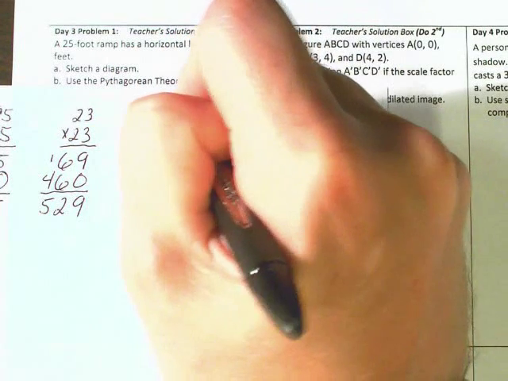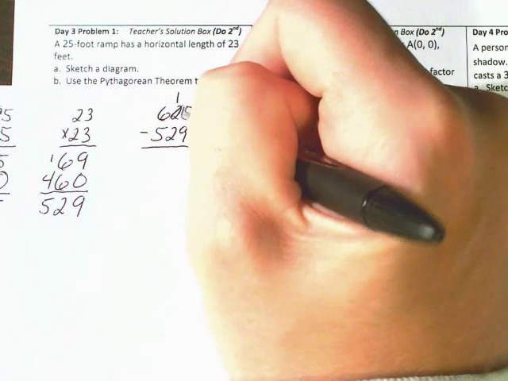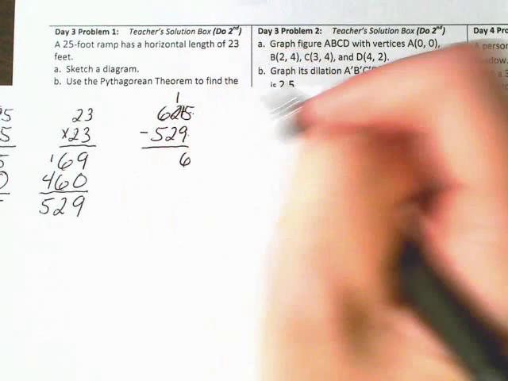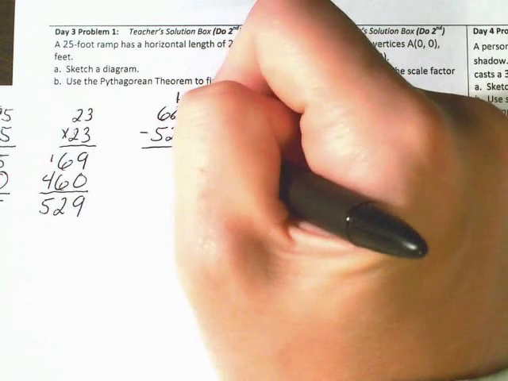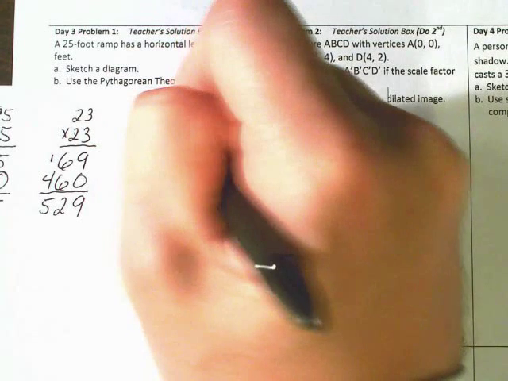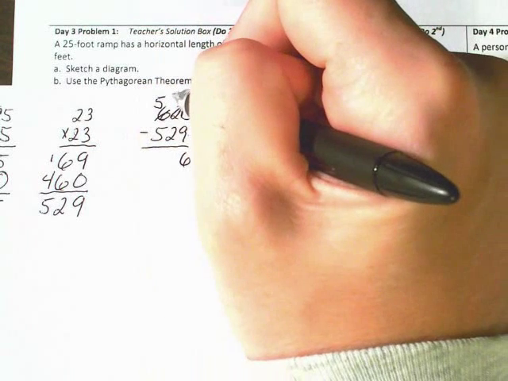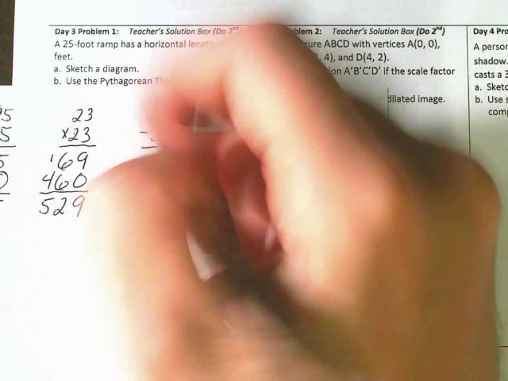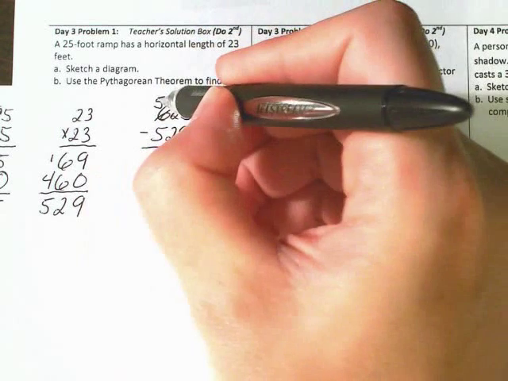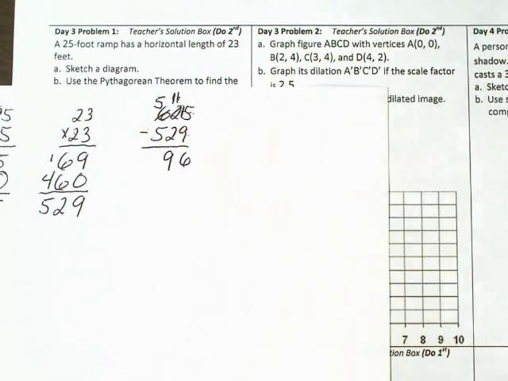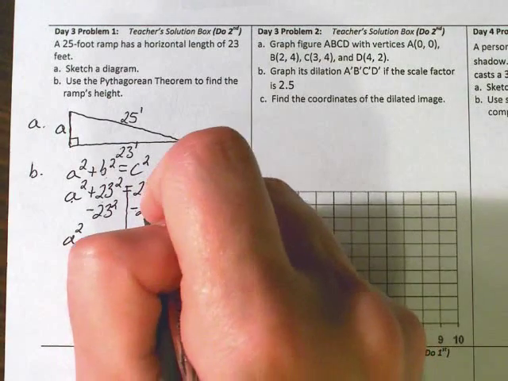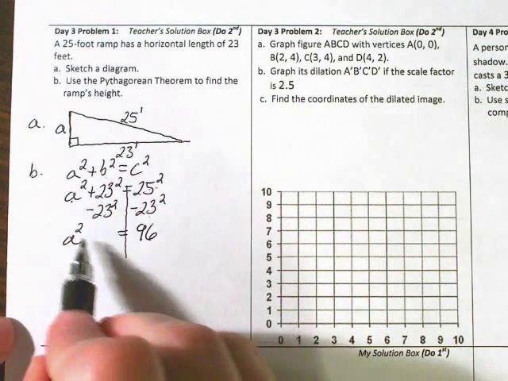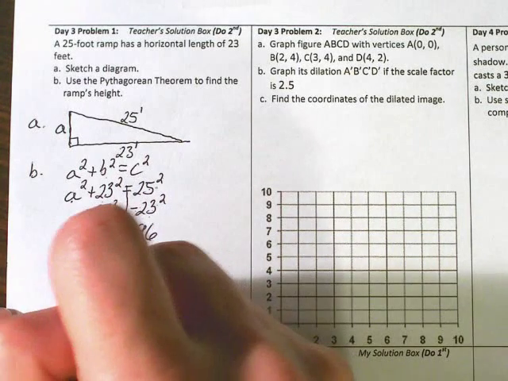Borrowing from the 2 creates 1, and the 1 that we borrowed can be brought over in front of the 5 to create 15. 15 subtract 9 is 6. Now 1 subtract 2 I can't do, so I'm going to borrow from 6, leaving 5, and the 1 that I borrowed comes over in front of this 1 to create an 11. 11 subtract 2 is 9, and 5 take away 5 is nothing, so 96. So when doing the subtraction on the scrap paper, we find out it is 96. So a squared is equal to 96.